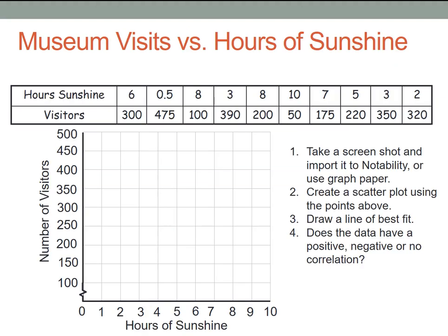Now it's your turn to make a scatter plot. So here's what I want you to do. Take a screenshot of this screen, import it into Notability or some other program that you use, or you can just use good old-fashioned graph paper and recreate this grid here. All right, either way. And I want you to create a scatter plot using all of these points. The hours of sunshine will be your X variable. The visitors will be your Y variable. And this is museum visits.